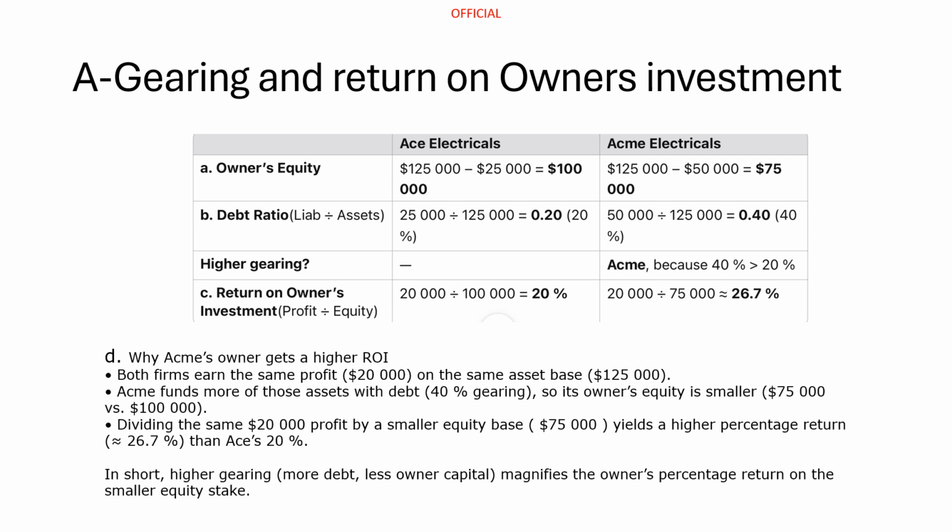So the question is asking for owner's equity. Owner's equity is equal to assets minus liabilities, so for ACE Electricals it is 125,000 minus 25,000, which is $100,000 owner's equity, and Acme has $75,000 owner's equity. Debt ratio is liabilities divided by assets. ACE is 20%, Acme is 40%.